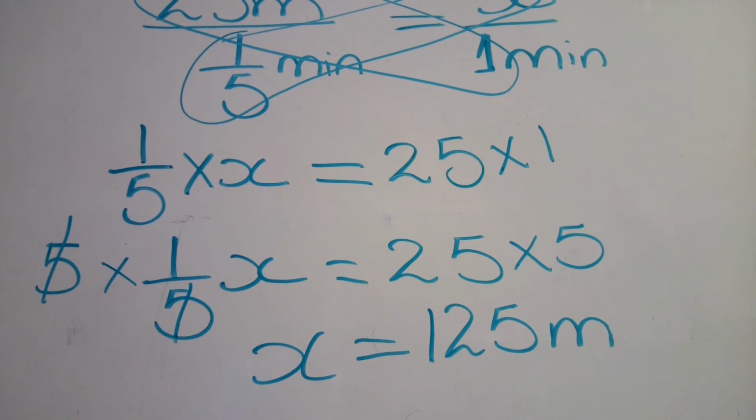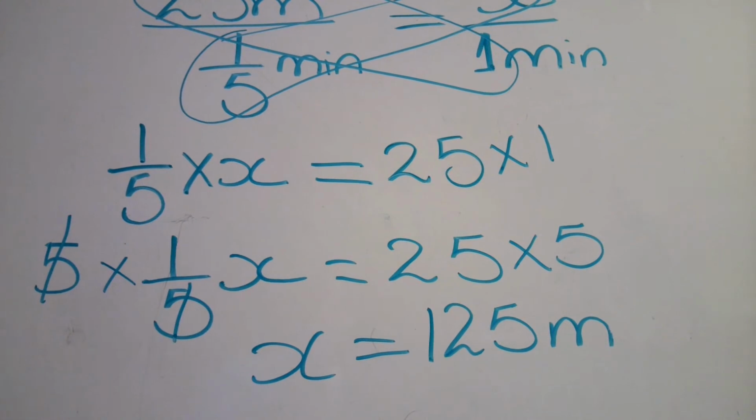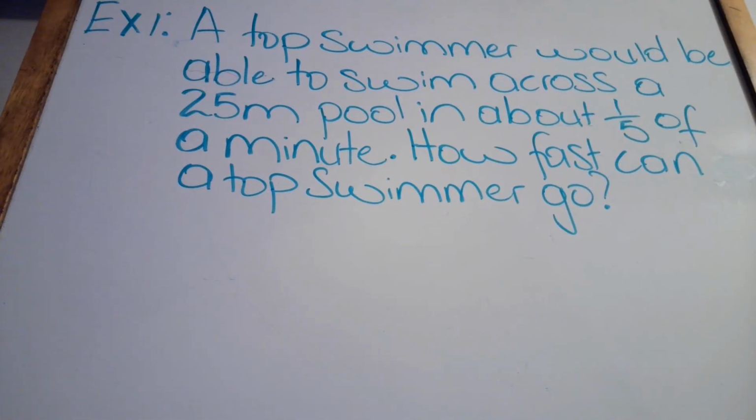I am also going to show you a different method that we could use to solve this. Okay, so it's the same question, but I'm going to show you how to solve it differently. Alright, so we want to know per minute. How fast is it that the top swimmer can go per minute? So since we want to know per minute, that's the unit we want to find.